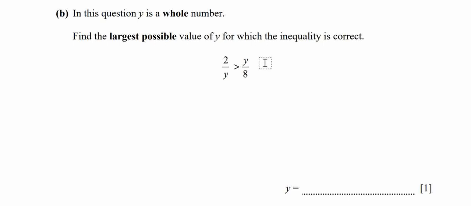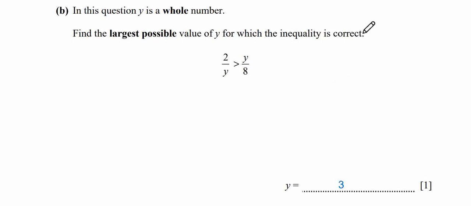Next, now we're in 21b. In this question, y is a whole number. Find the largest possible value of y for which the inequality is correct. 10 seconds from now. 10, 9, 8, 7, 6, 5, 4, 3, 2, 1. Well, let's open up the answer. So the answer is 3.